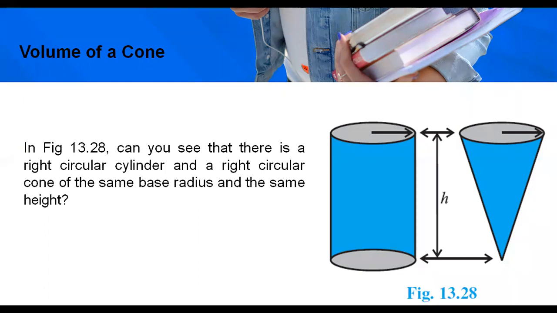A cone is a three-dimensional geometric shape having a circular base that tapers from a flat base to a point called apex or a vertex. In this figure 13.28, we can see that there is a right circular cylinder and a right circular cone which are of the same base radius and same height.